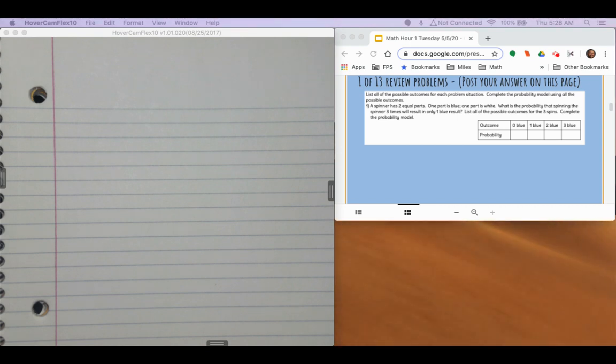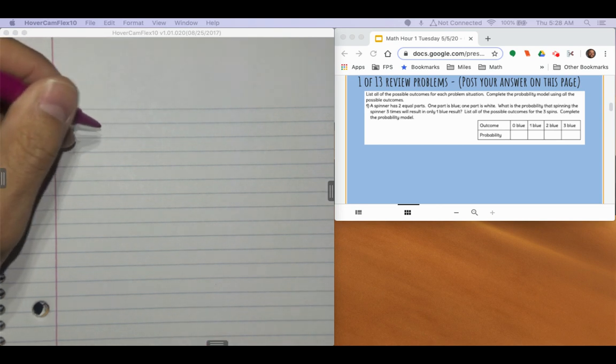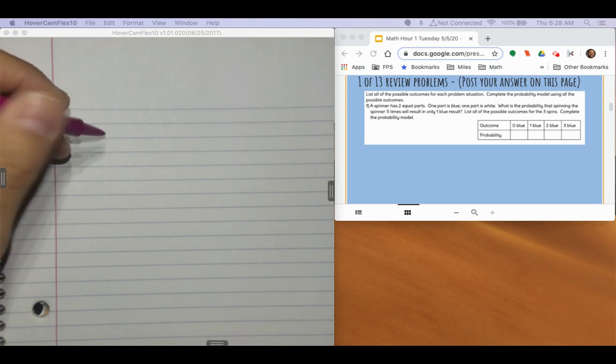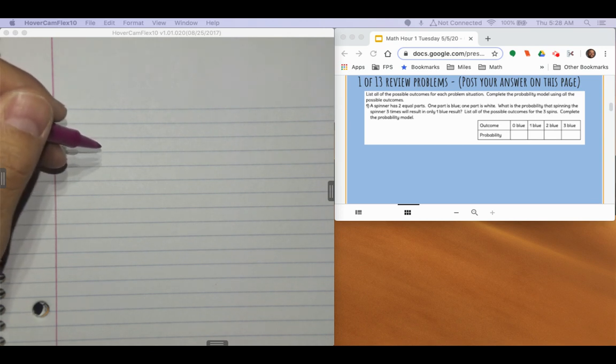Hello. These are the review problems from yesterday. The first one: list all the possible outcomes for each problem situation. Complete the probability model using all the possible outcomes.